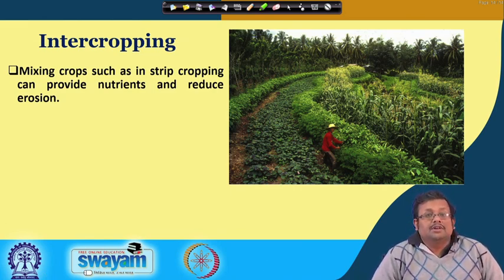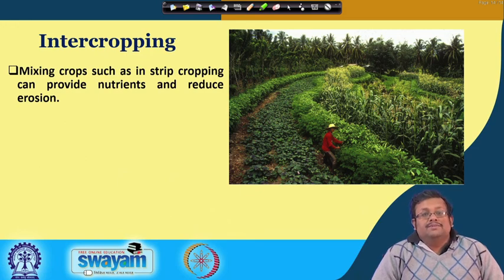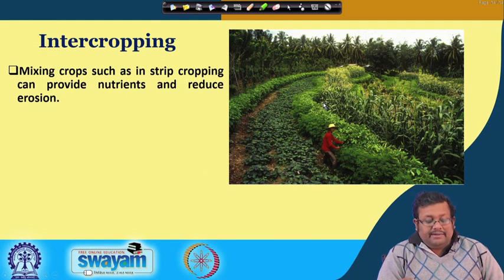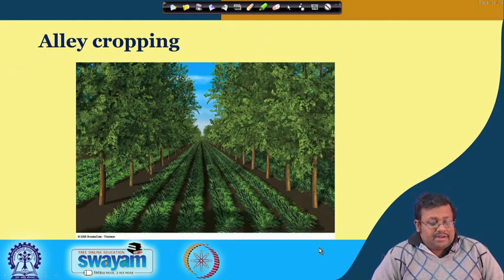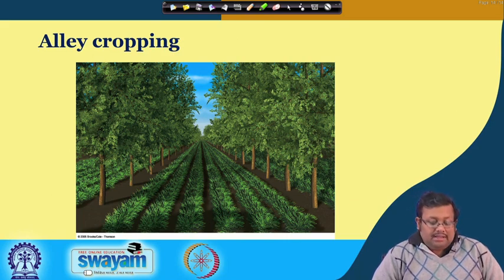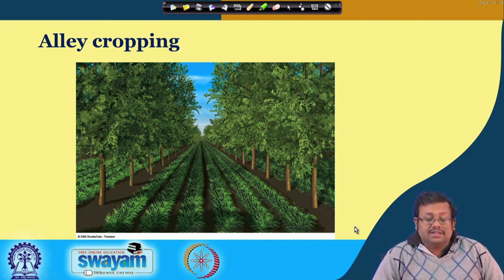Intercropping is basically mixing crops such as strip cropping, which can provide nutrients and reduce erosion. As you can see here, mixing crops in the strips, they are growing different types of crops in different strips, and ultimately it can help in reducing soil erosion. Alley cropping, you can see growing the crops in alternate alleys, with the big trees as well as the other crops in the alleys. So this is an example of alley cropping, and it helps in reducing soil erosion.